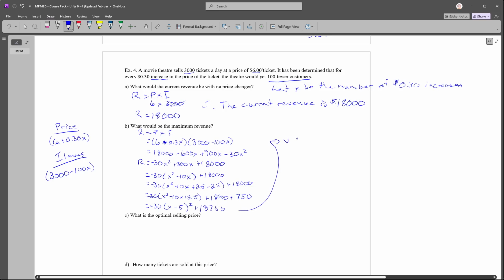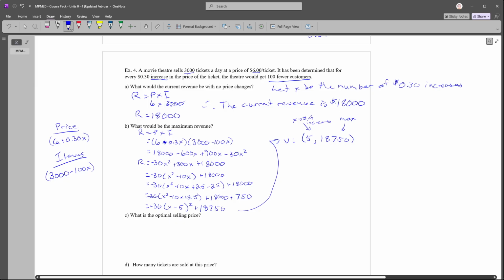So what does this tell us? It tells us our vertex. Our vertex is located at 5, 18,750. Now, in questions like this tells us our max or min, depending on the problem. This is our max. And this tells us our x, which is our number of increases.